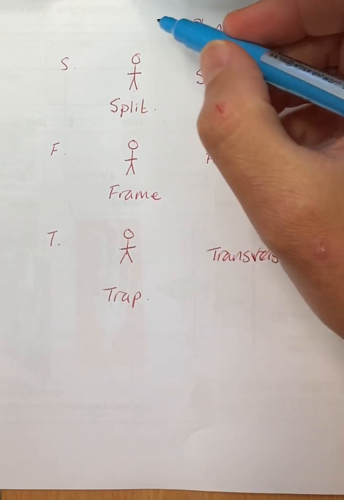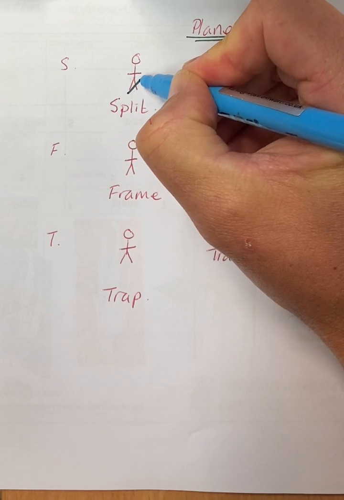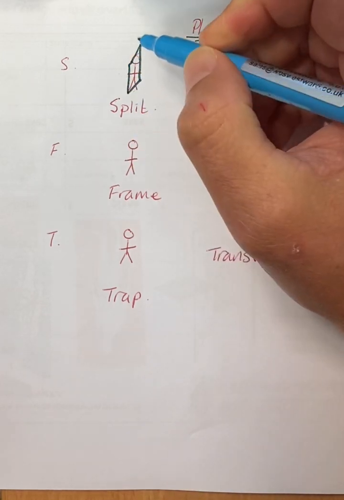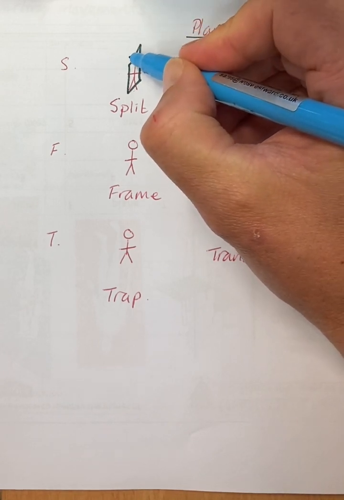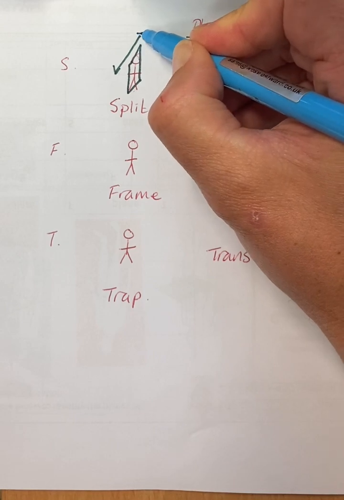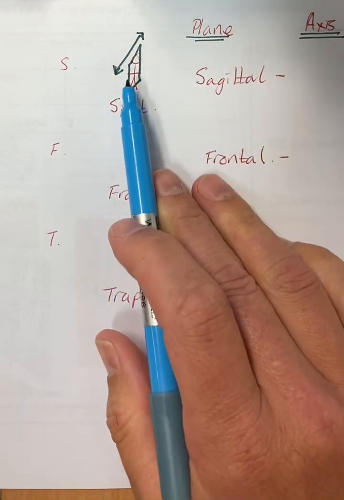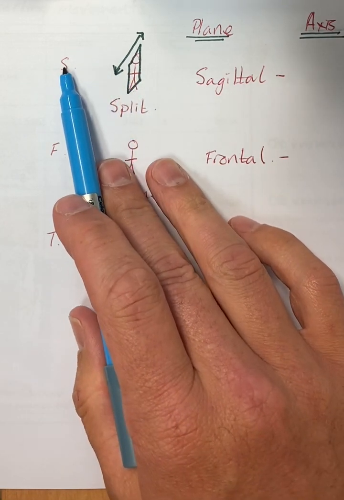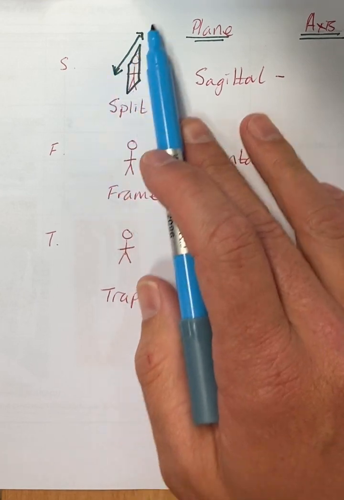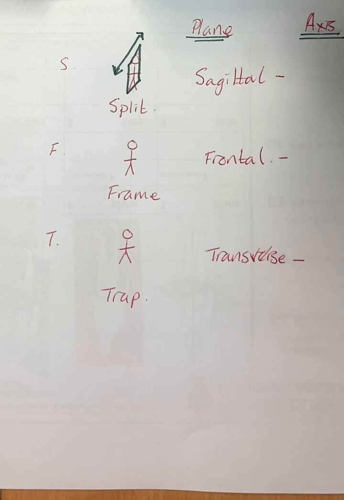For your first naughty stickman, you're going to split him down the middle, left and right. So you draw a plane which splits him left and right. On the top of that plane, you draw an arrow for where that plane of movement can go, which is forwards and backwards, flexion and extension. So S is split your naughty stickman, put an arrow going forwards and backwards, which shows that you can only move forwards and backwards, flexion and extension.